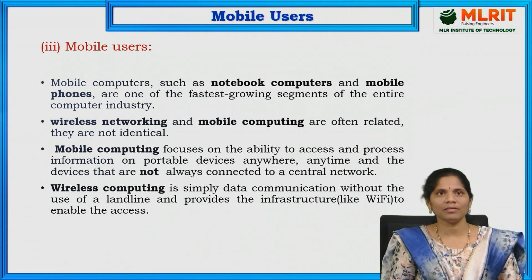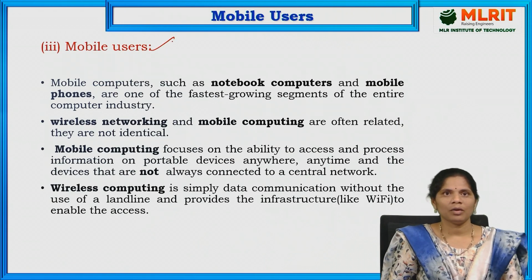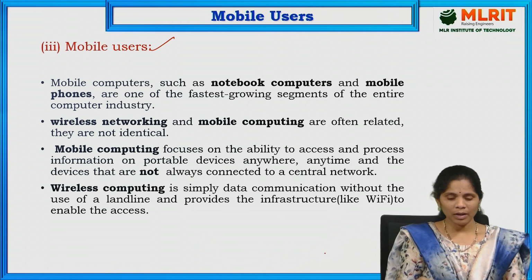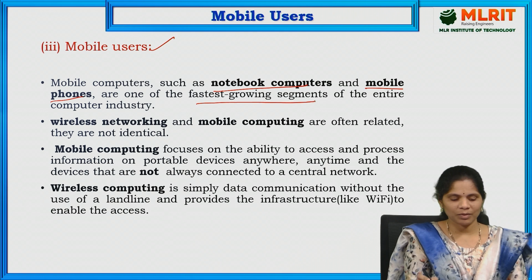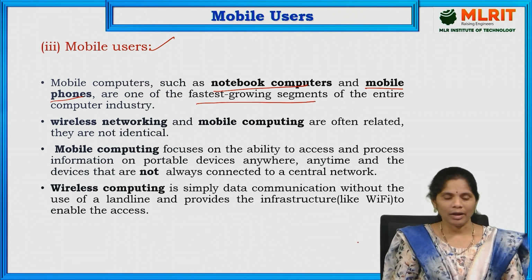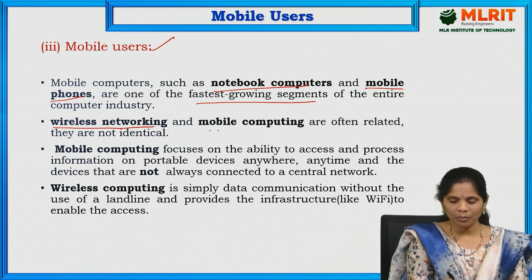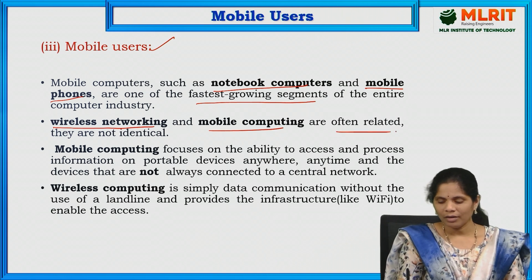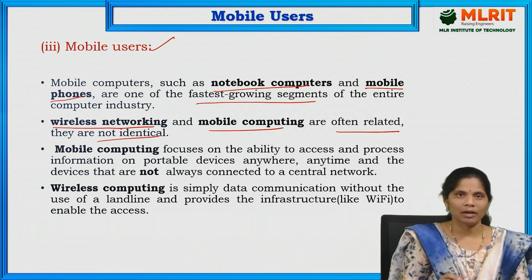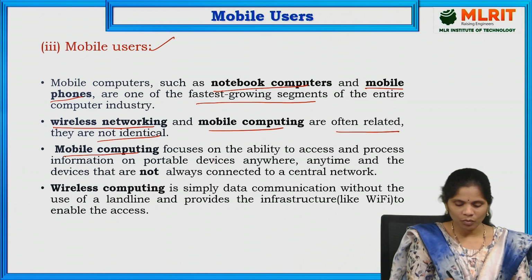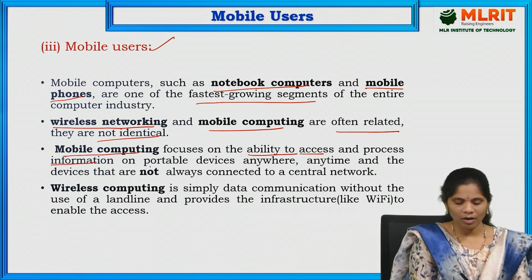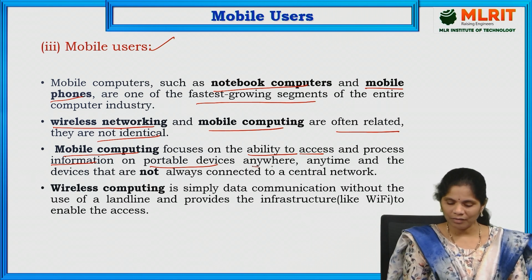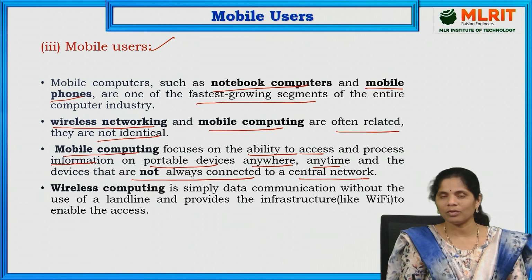And next one is mobile users in computer networks. Mobile users, like notebook computers and mobile phones, are the fastest growing segments of the entire computer industry. Wireless networking and mobile computing are often related, but they are not identical. Mobile computing focuses mainly on the ability to access information on portable devices anywhere, anytime. At the same time, these devices are not always connected to the central network.